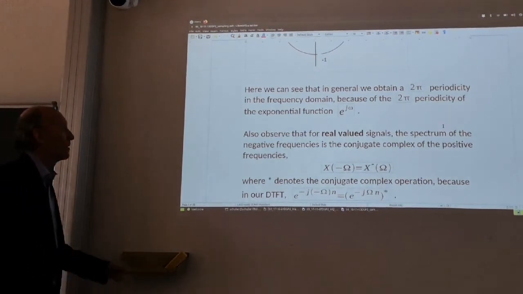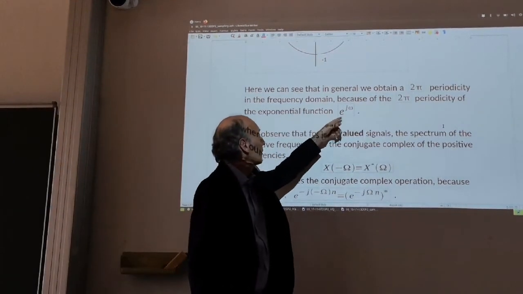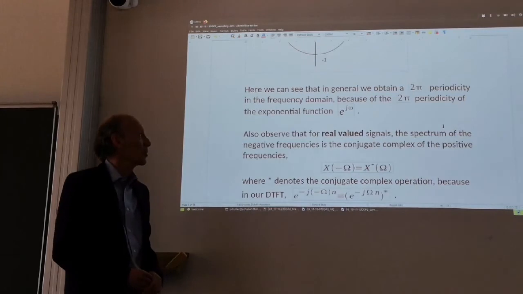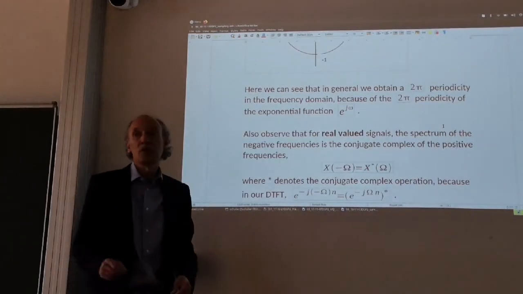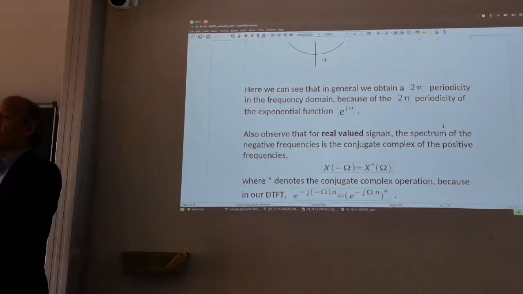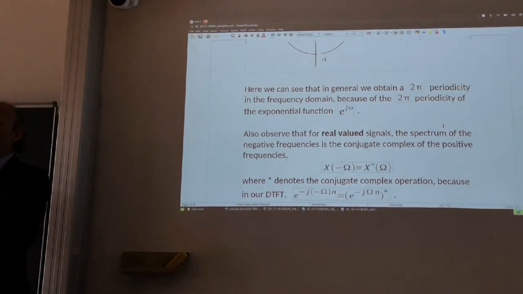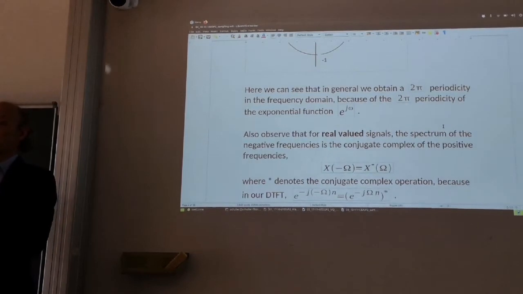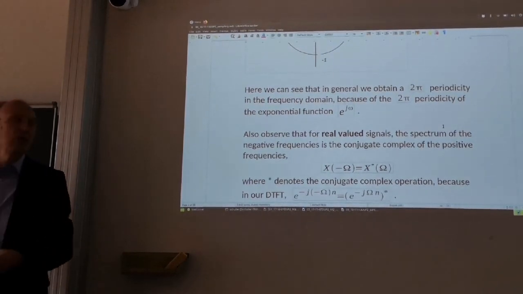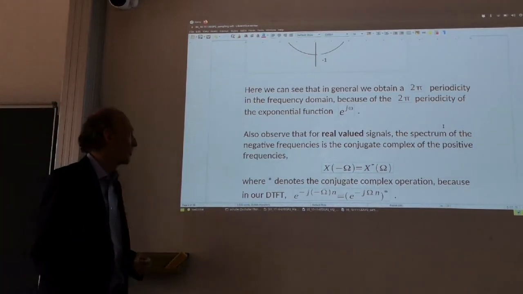We have this 2 pi periodicity because of the periodicity of the exponential function, e to the j omega. When you look at the sum, you have e to the j omega times n, for n equals 1, n equals 2, and so on. And they all have this 2 pi periodicity. E to the j 2 omega has a pi periodicity, and so on. So they all have in common this 2 pi periodicity. And that's why the result is also 2 pi periodic.